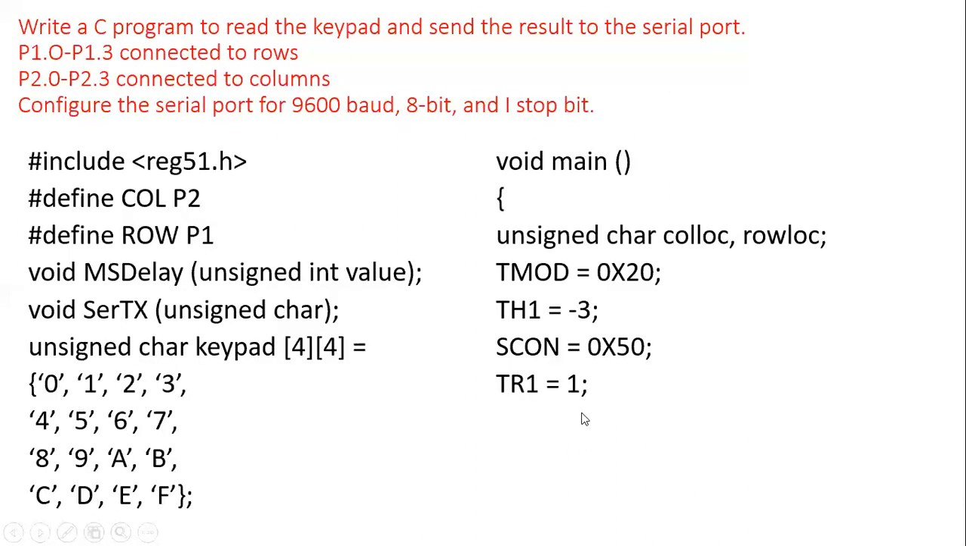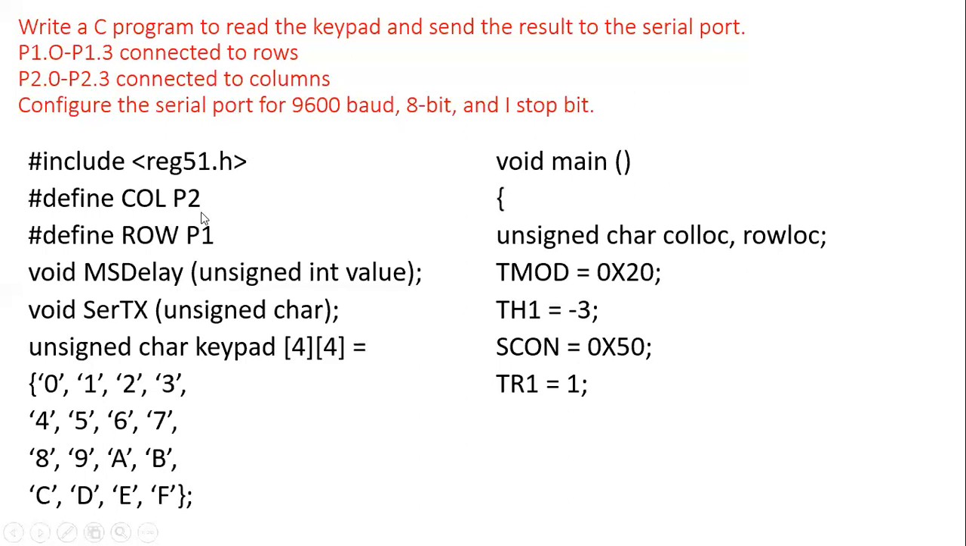Okay. Now, next, the COL. What is COL? COL is nothing but what we have already defined here. It's port P2. So, P2 is assigned with the value FF. Why is it assigned with the value FF? Because we configure this to be an output, isn't it? Okay. So, initially all the columns are set to the value FF.